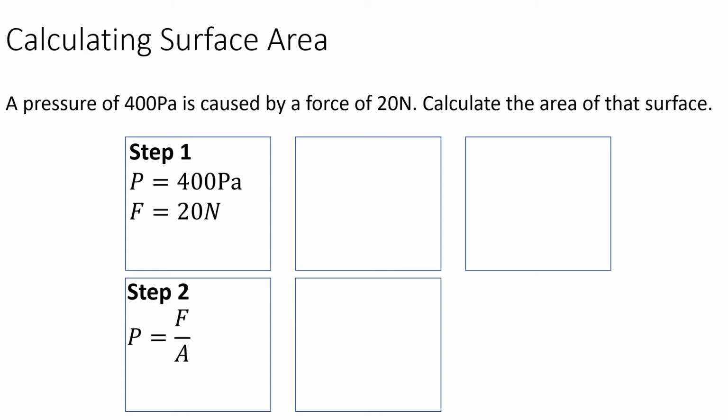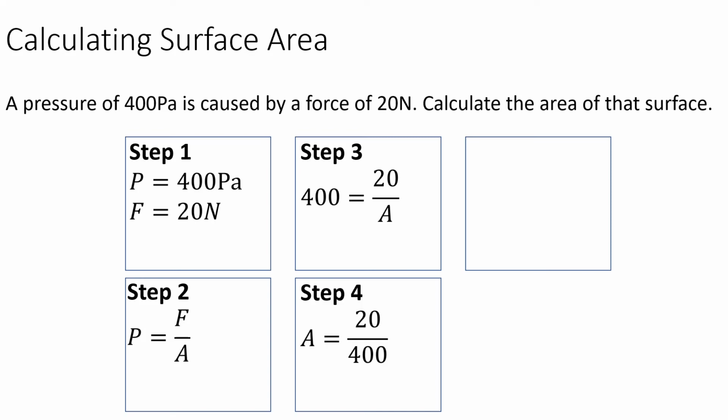Step 2, write the equation. Step 3, substitute in the numbers. So instead of P I have 400 and instead of F I have 20. Now, we rearrange the equation to make A the subject of the formula. That gives us A equals 20 divided by 400. And we write down the answer with the units.